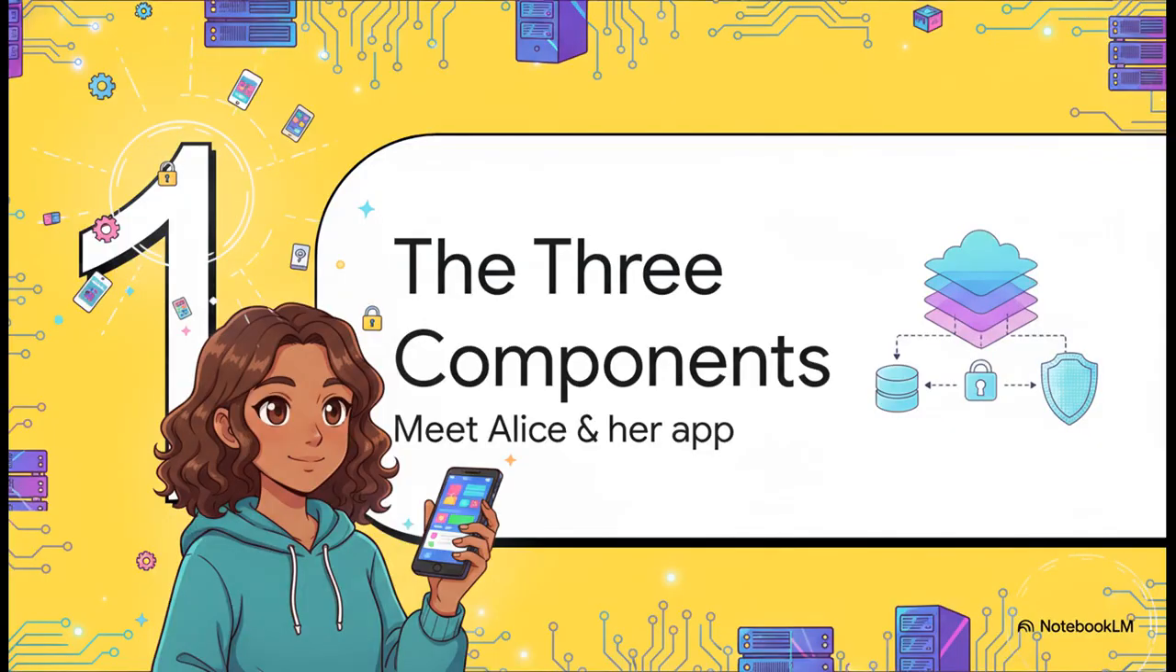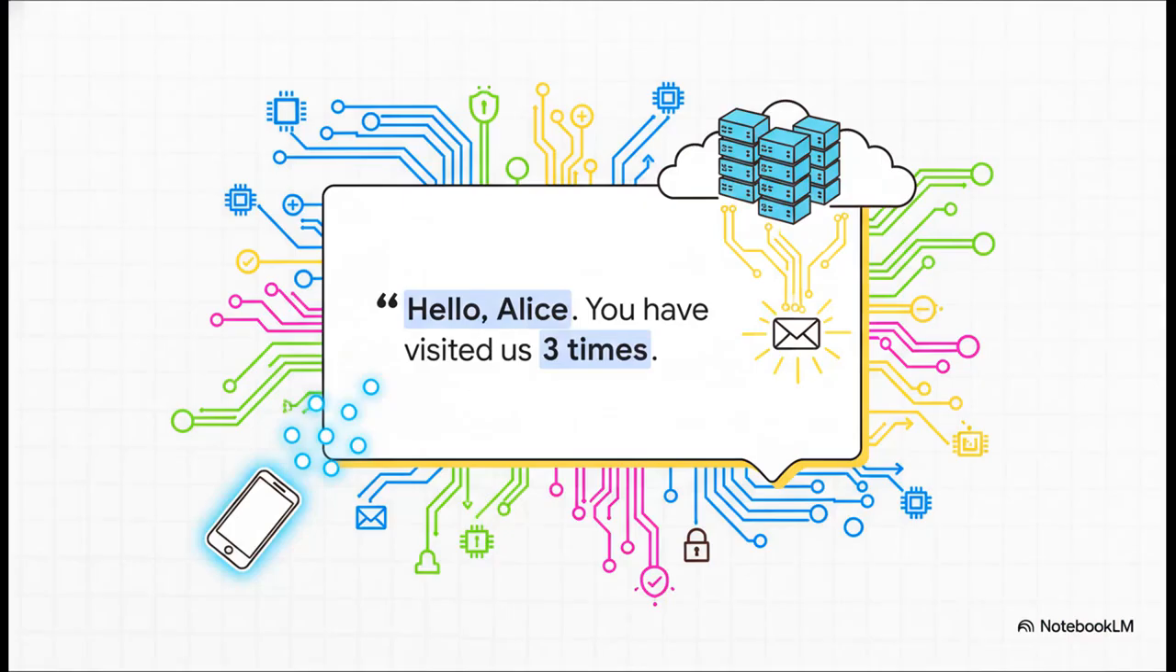Okay, so to make this real, let's imagine a simple app and our user who we'll just call Alice. We're going to follow her as she makes just one tap, and we'll see what's happening not just on her screen, but what's going on deep behind the scenes. So Alice opens the app, types in her name, and hits send. And boom, just like that, this personalized message pops up. It feels instant, right? Totally seamless.